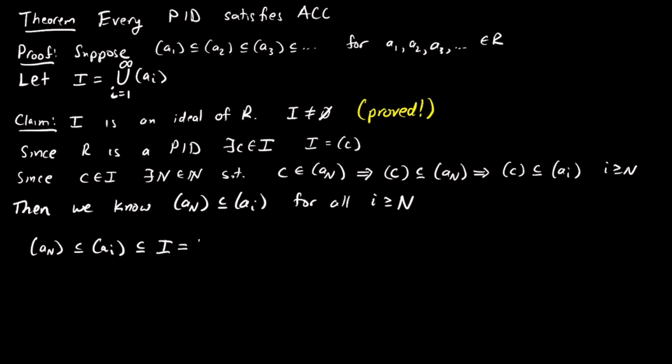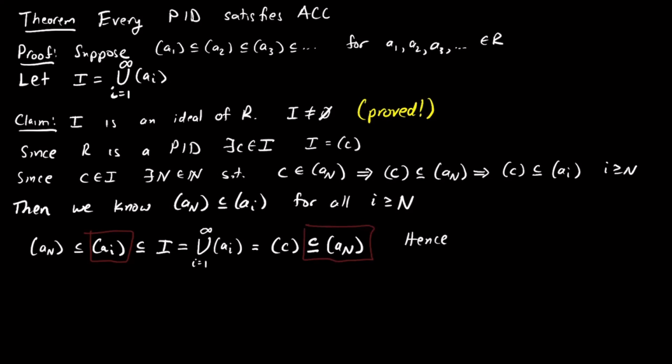And just remember, this is the union of the ideals generated by A_i, where i goes from 1 to infinity. And what does this equal? Well, this is the ideal generated by C. And I already have established that this is a subset of the ideal generated by A_n, right? So what I can do is I now have the fact that the ideal generated by A_i is a subset of the ideal generated by A_n, right?